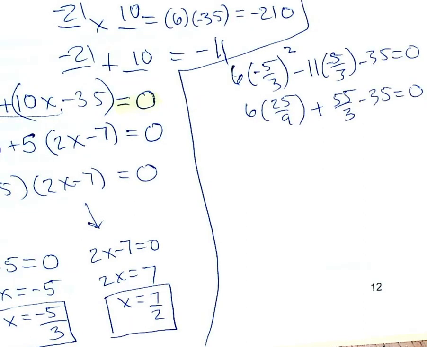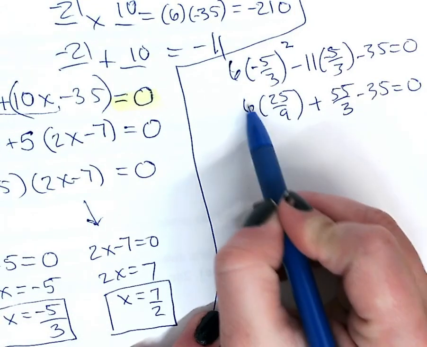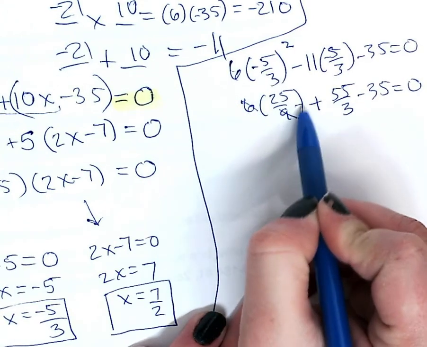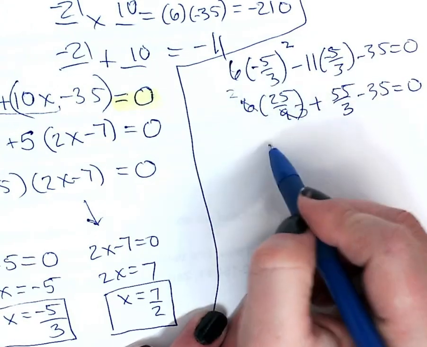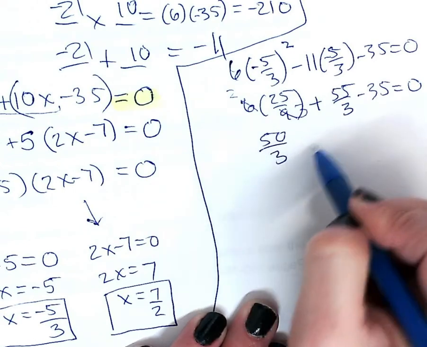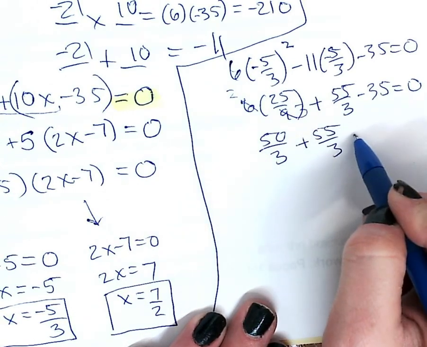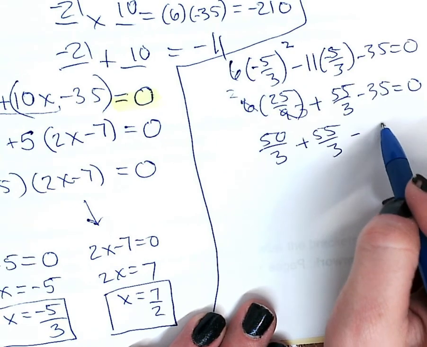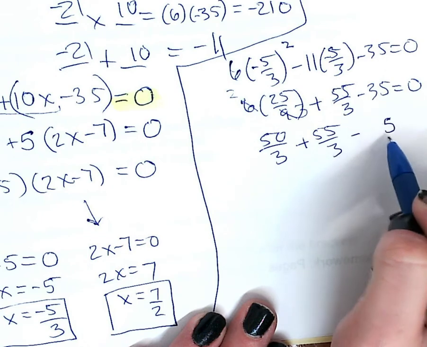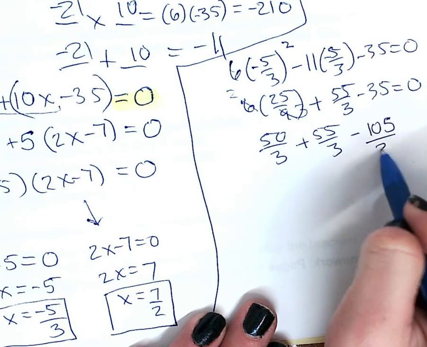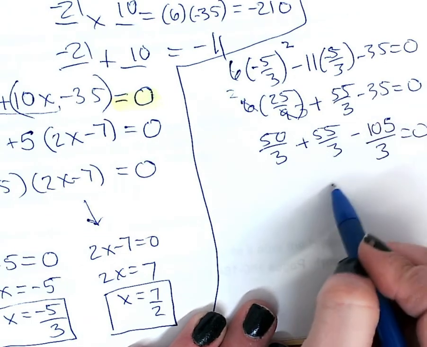And you can use a calculator at this point if you'd like. I would encourage you to not use a calculator and test your fraction skills. So 6 and 9 we can cancel out 3. So we have 50/3 plus 55/3. If we multiply 35 by 3, we get 105/3. And so we can see that 0 equals 0.